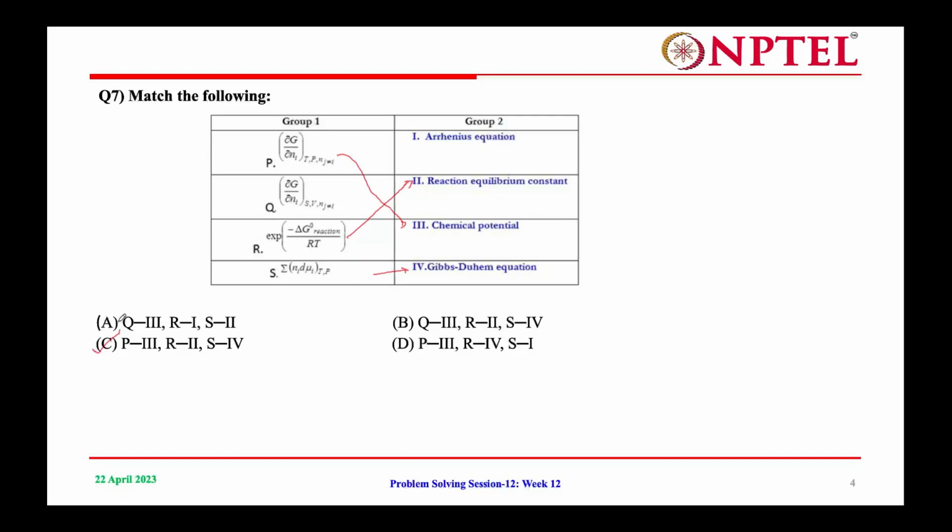And the Arrhenius equation, k is equal to A e to the power minus E by RT. This is the activation energy, and this is the exponential constant.